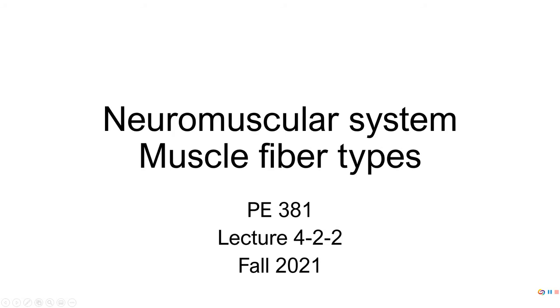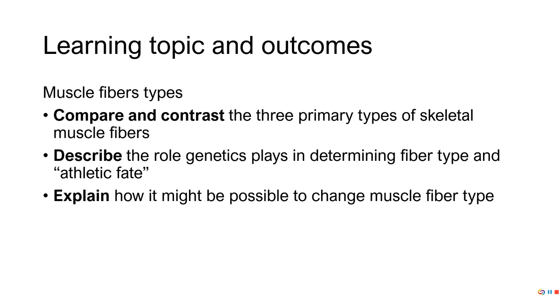Okay, so time to talk about fiber types. We've talked a little bit about it earlier in the semester when we were talking about oxidative capacity, I think during week 2. But we're going to get a little more specific here. So, 3 objectives. What are the 3 primary types of skeletal muscle fibers? How do genetics play a role? And is it possible to change fiber type?